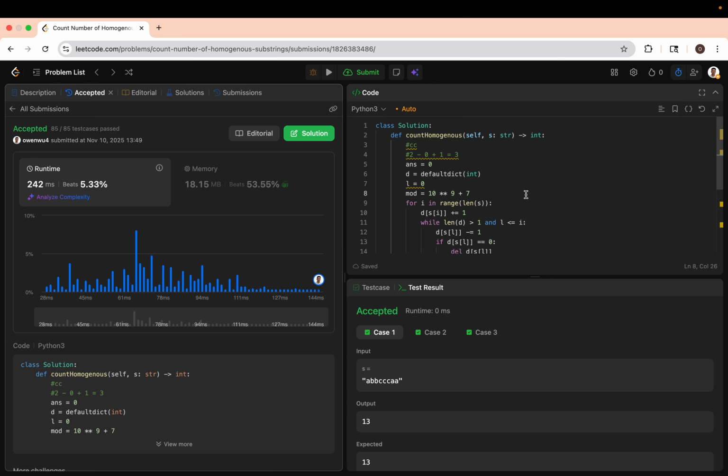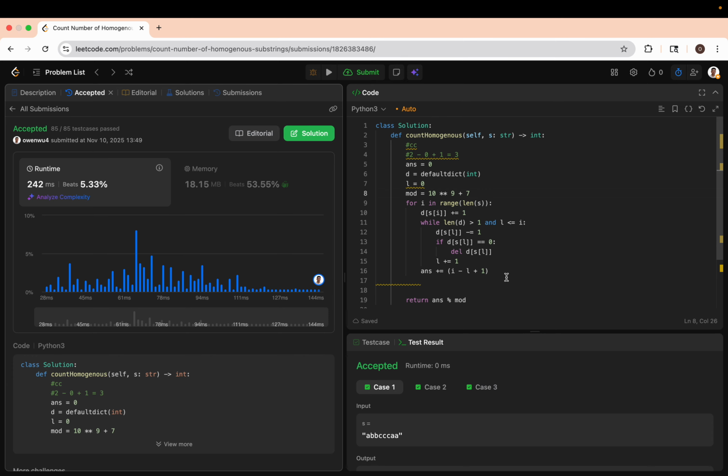Passes all test cases. So again, I'm super happy that I was able to solve this question completely on my own without any help after over a year.